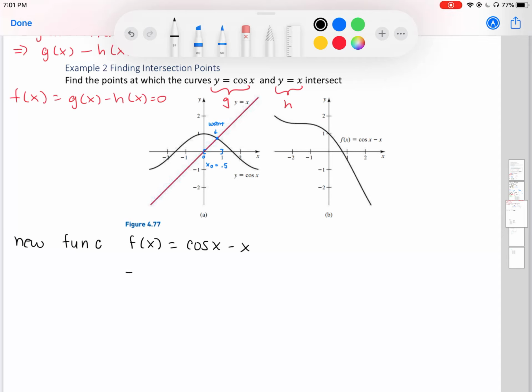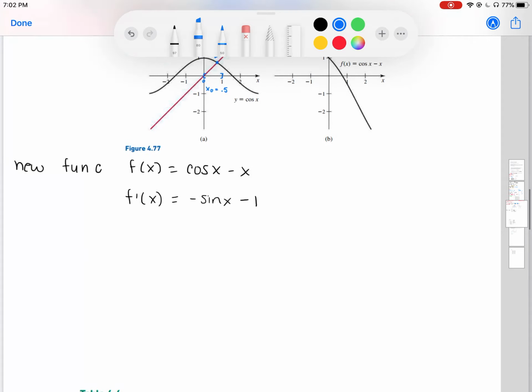Okay, let's go ahead and find the derivative. The derivative of cosine is negative sine. The derivative of x is 1. And again, I got these from these two functions, and we're trying to find where they intersect, so we set them as their difference.